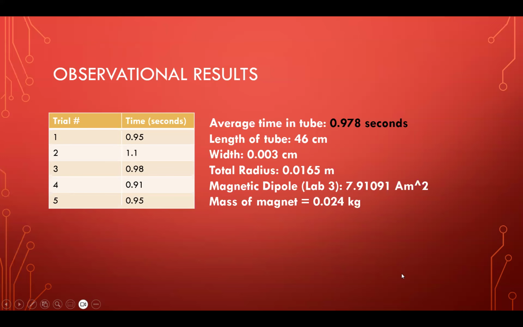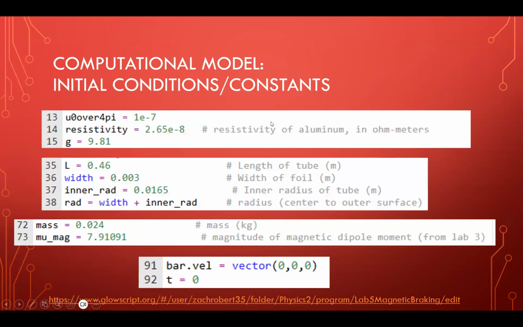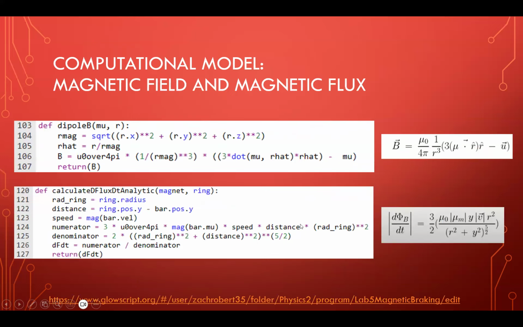Here are our initial conditions represented in our VPython code, with g being the acceleration due to gravity, and the resistivity given as the resistivity of the aluminum foil. These are the same constants from the previous slide. Here is the code for the magnetic field using the dipole moment equation to the right, and then the magnetic flux is given by this formula represented in the code.